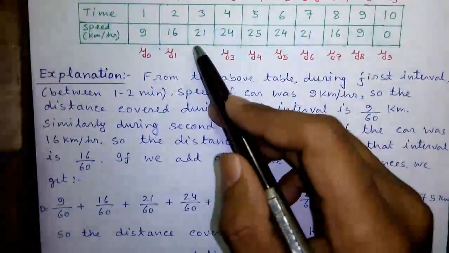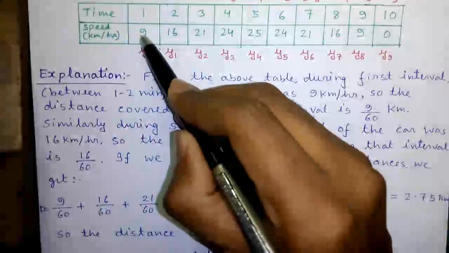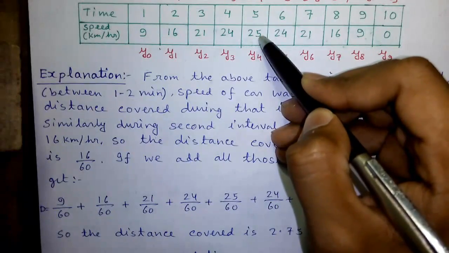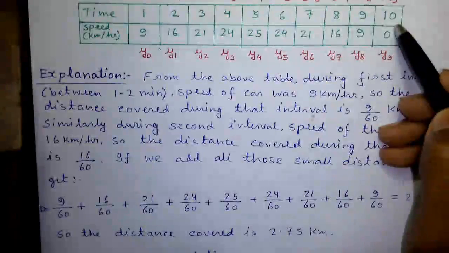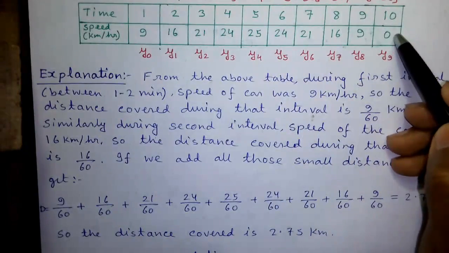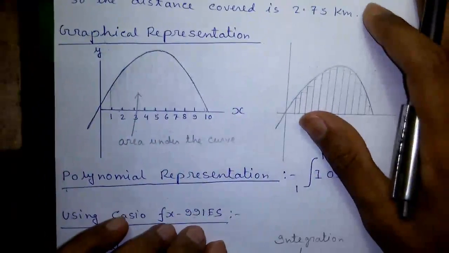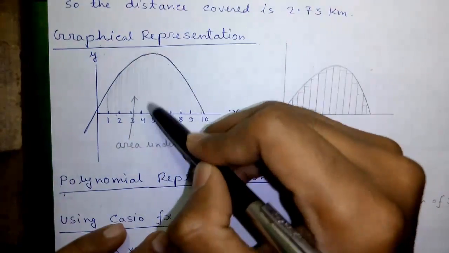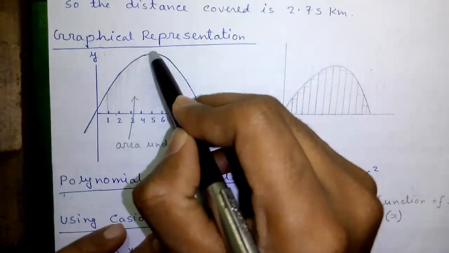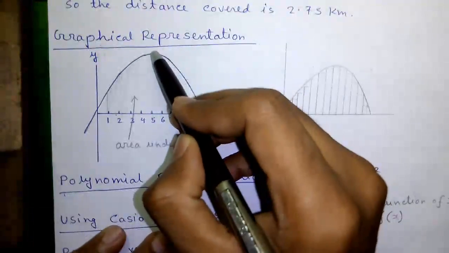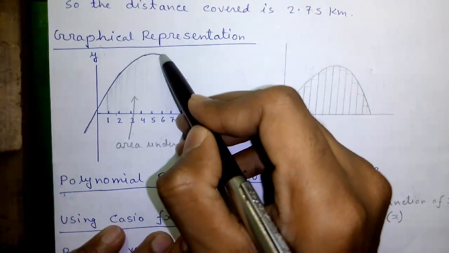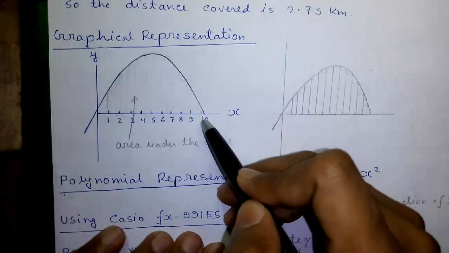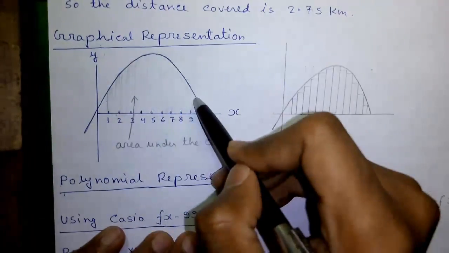Now if you look at the data, from x equals 1 to 4, the speed of the car, or y, is increasing from 9 to 24. At x equals 5, speed is constant. Again from x equals 6 to 10, the speed of the car is decreasing from 24 to 0. Ultimately the car stopped. Let's look at the graph again. From x equals 1 to 4, the curve is going upward. At x equals 5, the curve is still, there is no upward or downward change. And from x equals 6, the curve started to go downward, and ultimately it touched the x-axis, that is, it became 0 at x equals 10. So this is the representation.